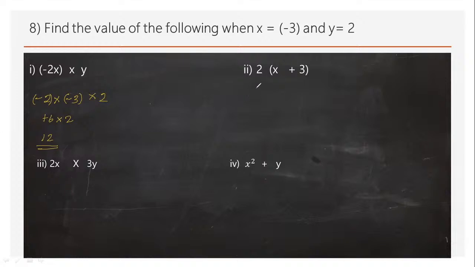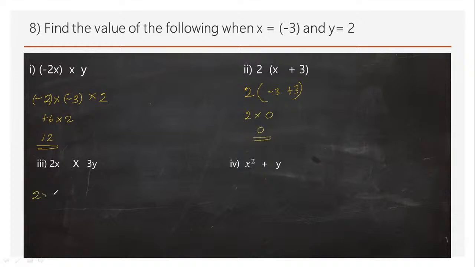Next one, 2. First, inside the bracket simplify. x is minus 3, plus here 3. Minus 3 and plus 3 cancel, that is 0. 2 times 0, the answer is 0.